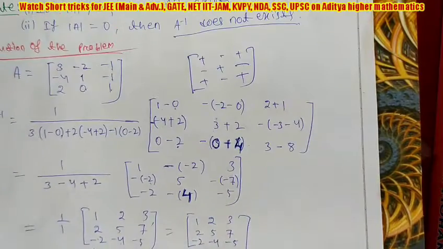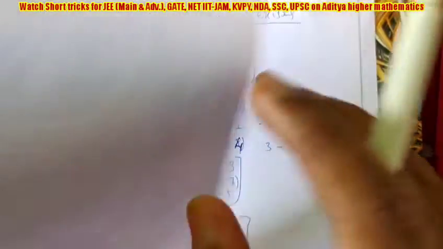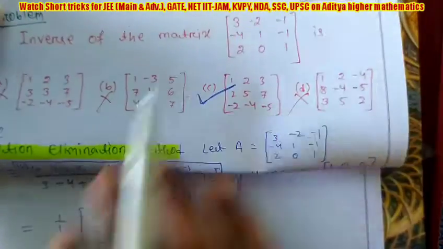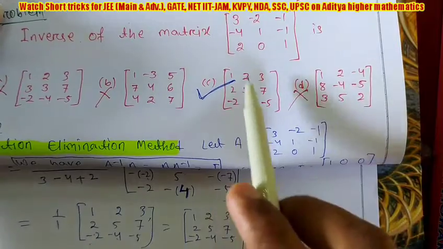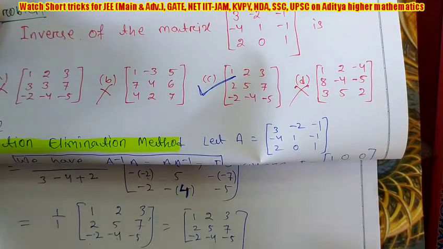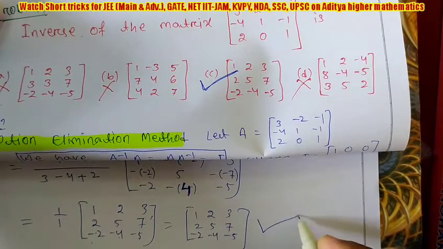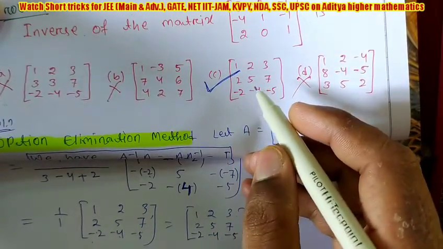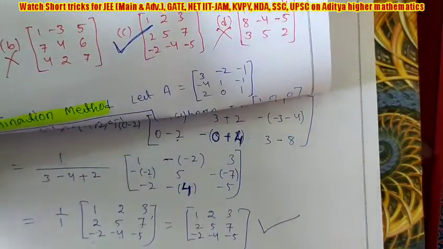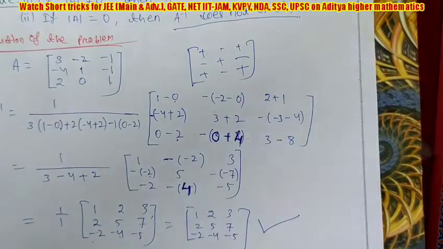Now we will observe whether that option is given, whether it is coming or not. You can see the options and this answer, 1 2 3 2 5 7 minus 2 minus 4 minus 5. Okay. So this is our answer, and this is given in option C. But I highly recommend you use the option elimination method in MCQ questions, because compared to this direct method, if options are given, you can easily eliminate the wrong options.